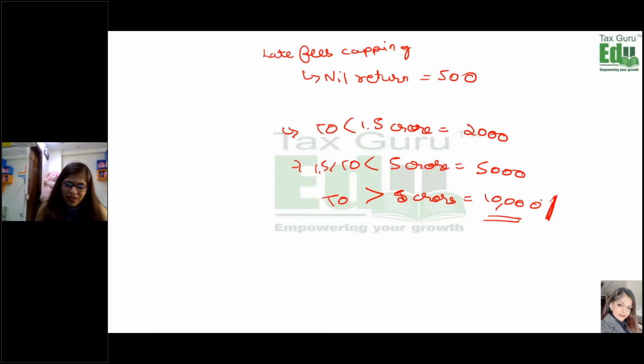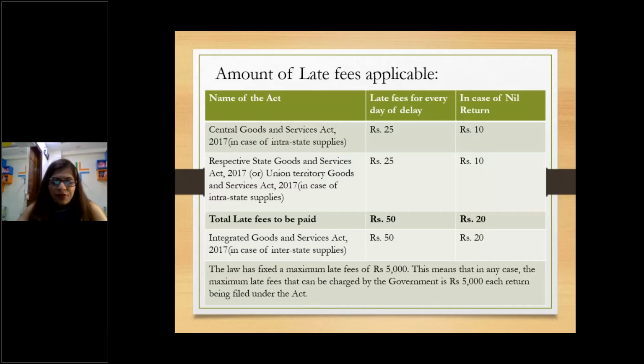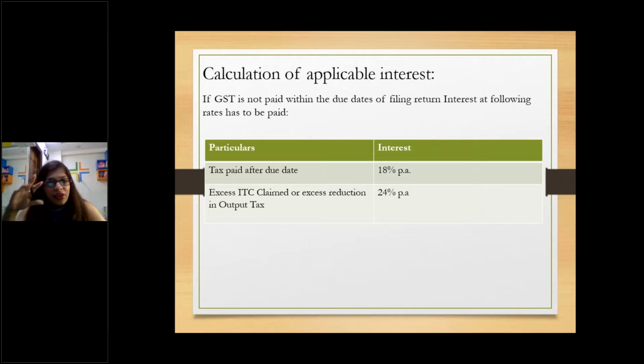This was already there, 10,000, but for the people below that, they have given a benefit. If you are a small dealer, you will not end up paying a huge amount of late fees. Okay, this is the late fees thing. Then interest, you are liable to pay interest if you are filing your returns late.